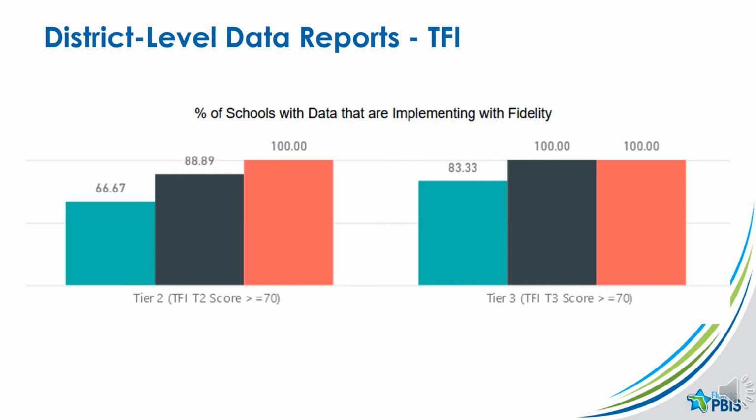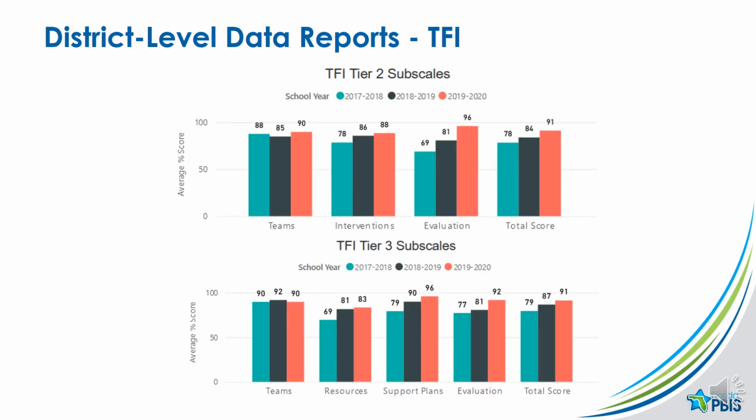District coordinators have access to additional district-level TFI data, in which they can view the percent of schools in their district reporting Tier 2 and 3 implementation fidelity, as well as the average percent scores in their district across each subscale for the Tier 2 and 3 TFI domains.